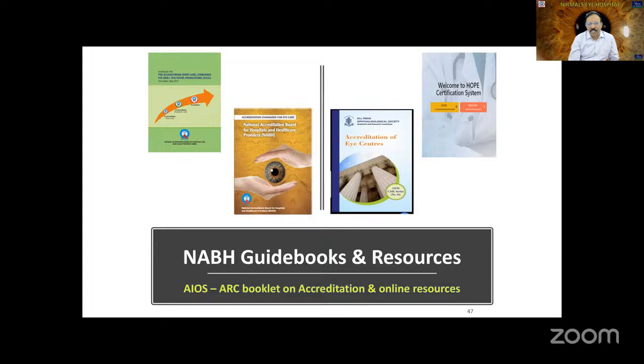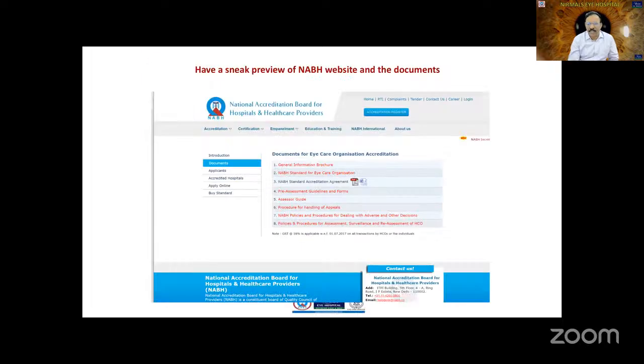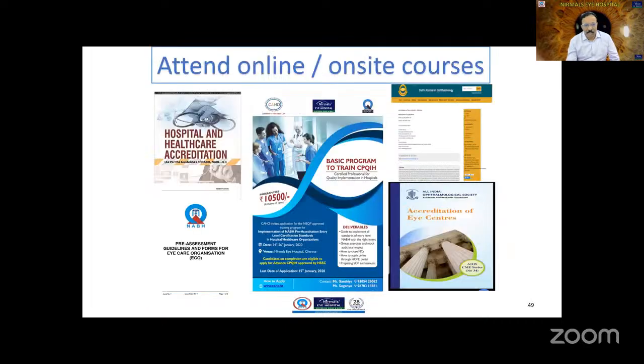A few years back, we also wrote a CME series for accreditation of eye centers. That will be a good resource for you to start with, and it is again available on our AIOS website. And the best resource is the NABH website. Most of the information about NABH ECO standards is listed here, so you can have a preview of the NABH website and all the resource documents there.